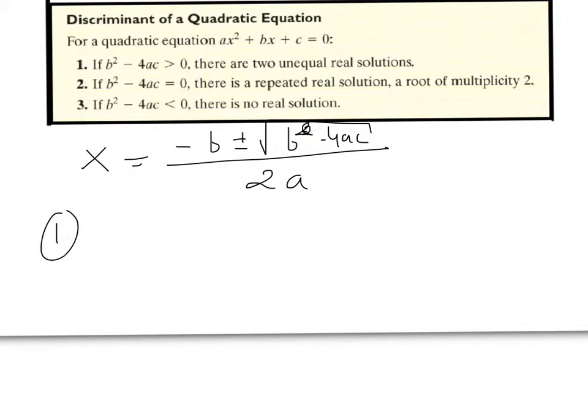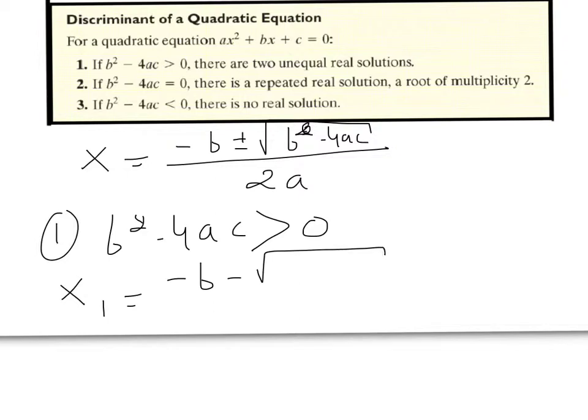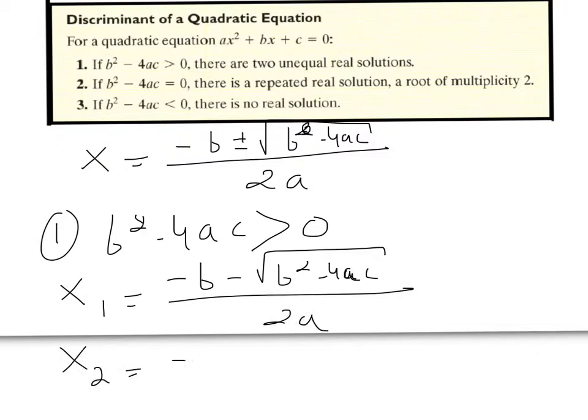Let's have the first scenario, when b squared minus 4ac is positive. Now inside the root is positive, so we're going to have two unequal solutions. The first one is x1 equals minus b minus the square root of b squared minus 4ac over 2a. And the second solution is minus b plus the square root of b squared minus 4ac over 2a.